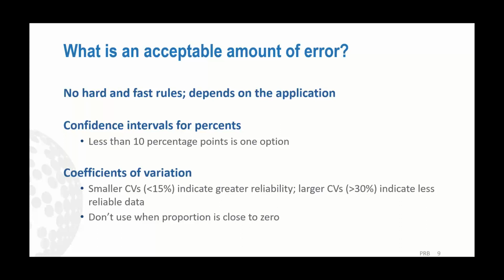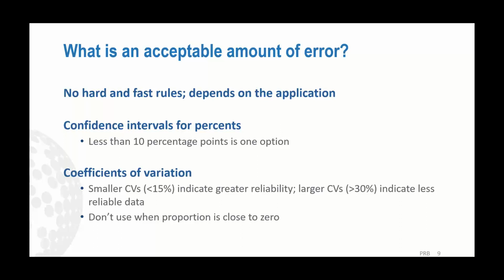So one rule of thumb that we use sometimes is to look at the width of the confidence interval around an estimate. For many of the applications that I've worked on at PRB, we consider a 90% confidence interval that is larger than 10 percentage points to be unreliable.